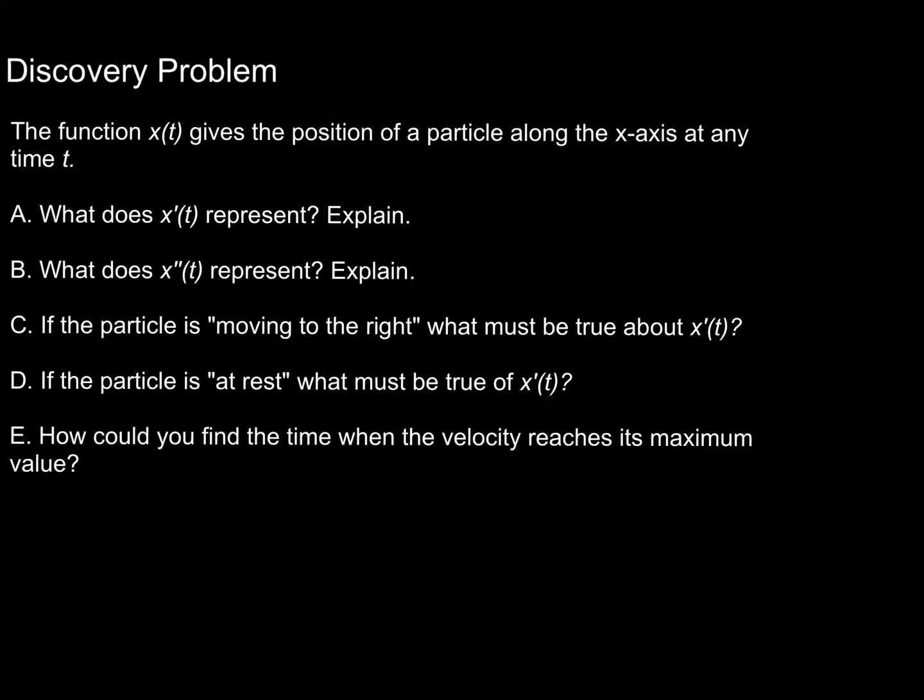Now the derivative is telling you the rate of change. And so the rate of change of position is a certain amount of distance over time. And that is, in fact, velocity. So the derivative, x prime of t, is the velocity of the particle at any time. In other words, the instantaneous rate of change.